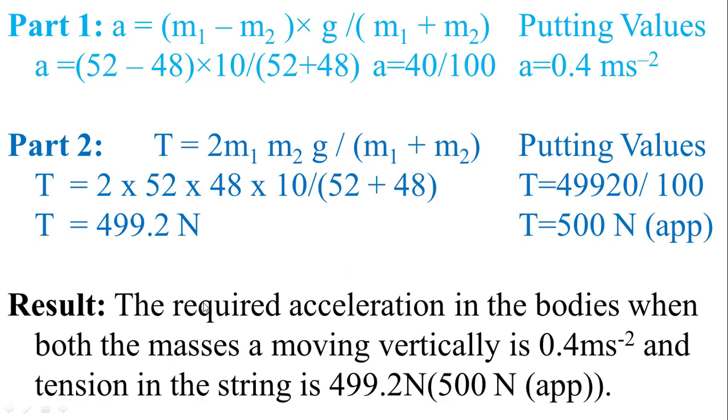So the result: the required acceleration in a body when both masses are moving vertically is 0.4 meter per second square, and tension in the string is 499.2, or approximately 500 Newton.